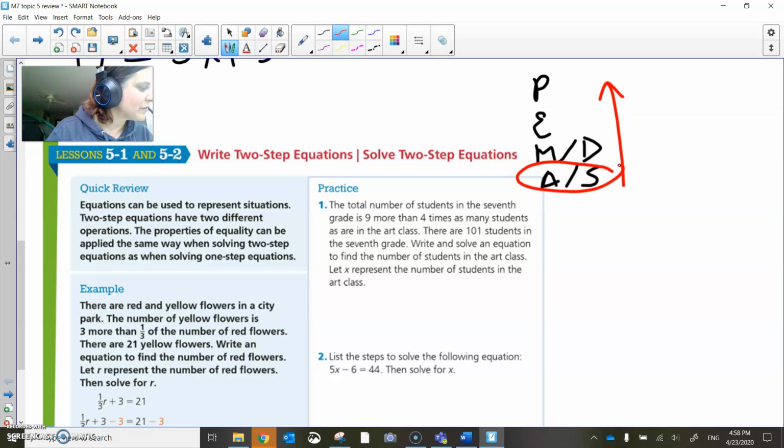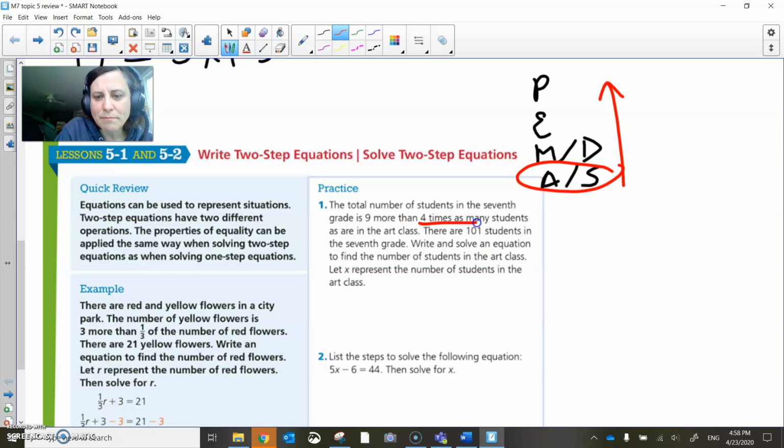Okay, the total number of students in the 7th grade is 9 more than 4 times as many students as are in the art class. Boo! There are 101 students in the 7th grade. Write and solve an equation to find the number of students in the art class. Let x represent the number of students in the art class. Okay, let's talk about that.